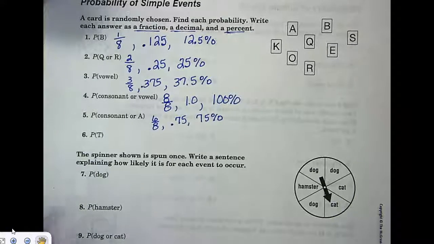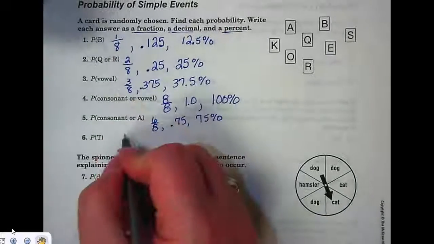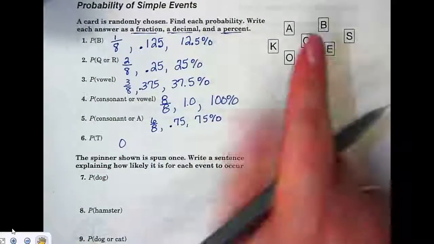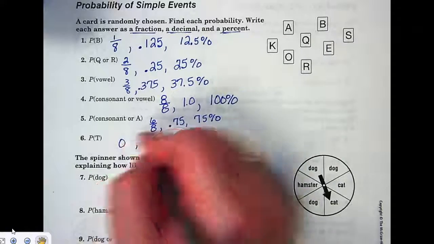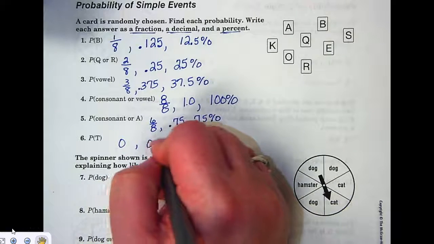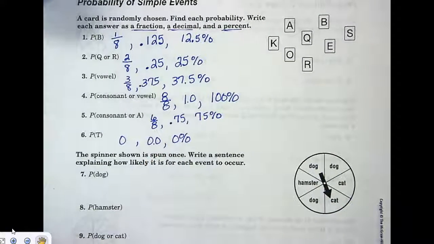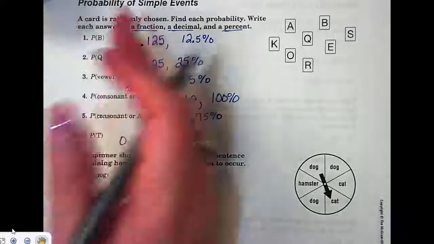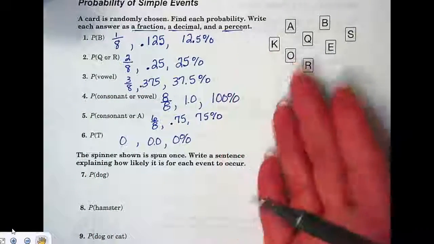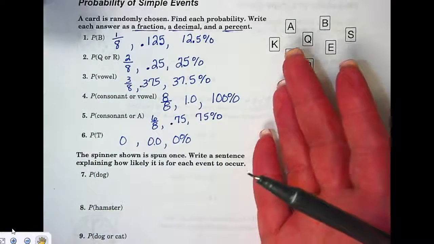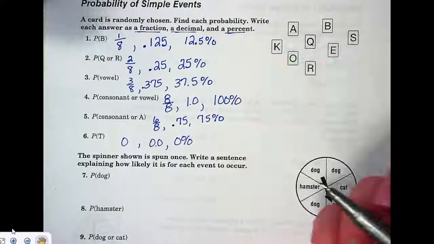Last one, what's the probability that you'll draw a T? 0. 0, there are no T's, which is 0%. So that would be impossible, right? So, not a very difficult concept because you already understood a lot about probability before we started this.